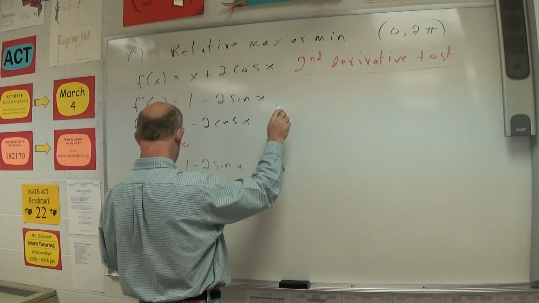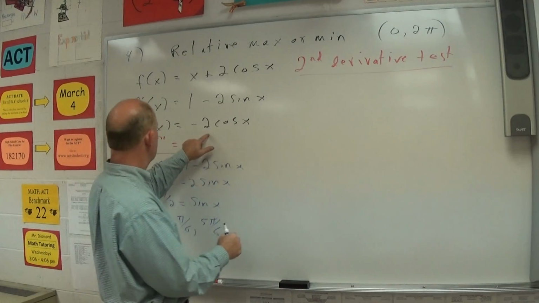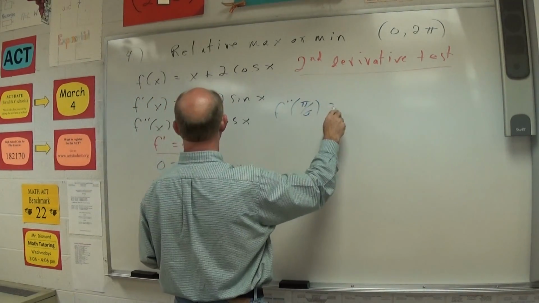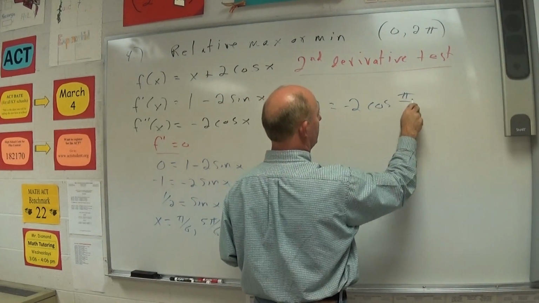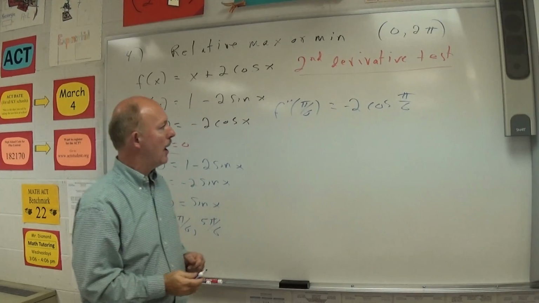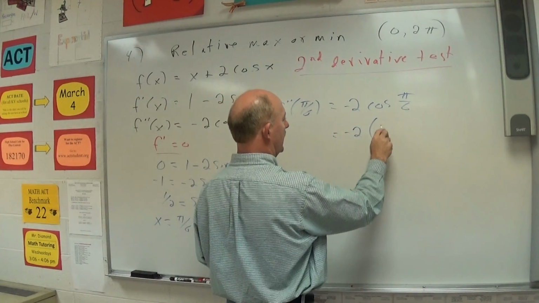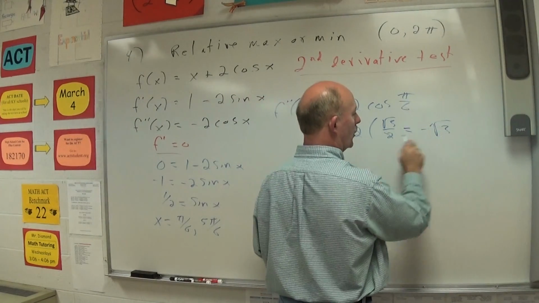So x equals pi over 6. Substitute this into the second derivative. The second derivative at pi over 6 would be negative 2 times cosine pi over 6. Now cosine pi over 6 is the square root of 3 over 2, so it would be negative 2 times the square root of 3 over 2. These will cancel, which gives us negative square root of 3.